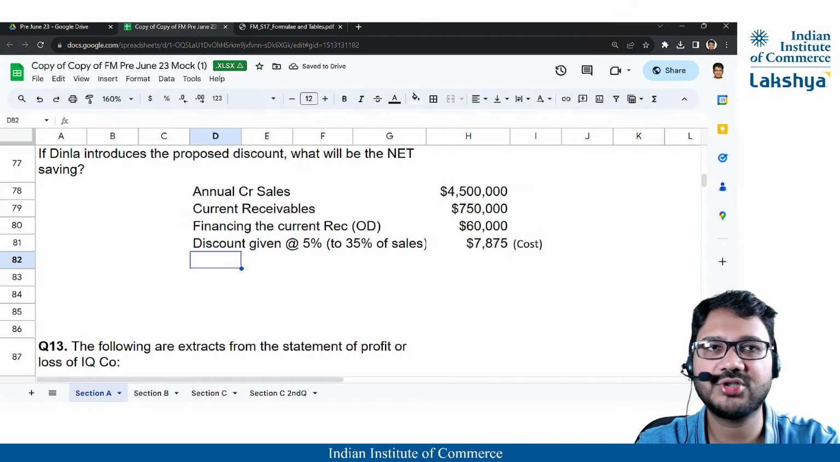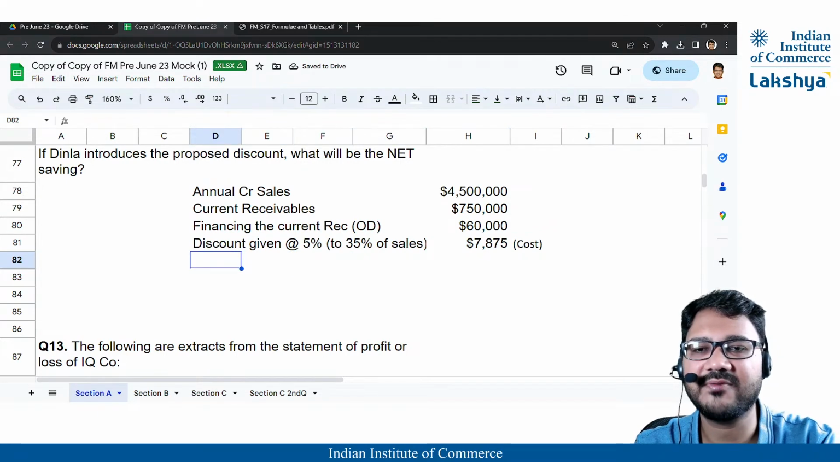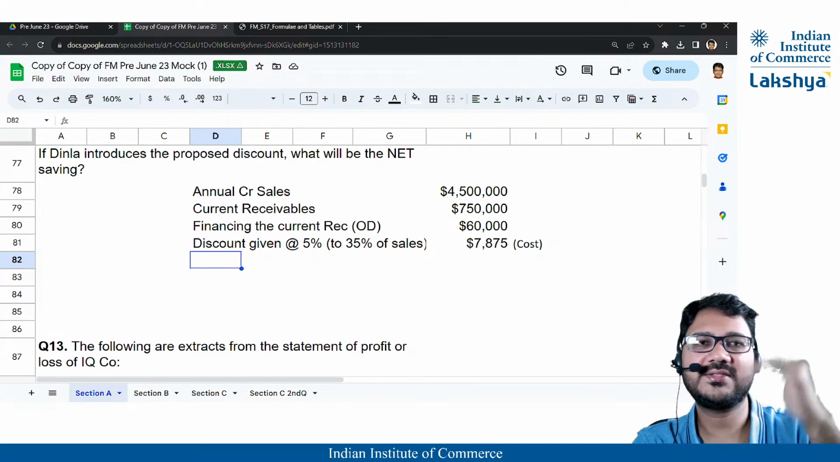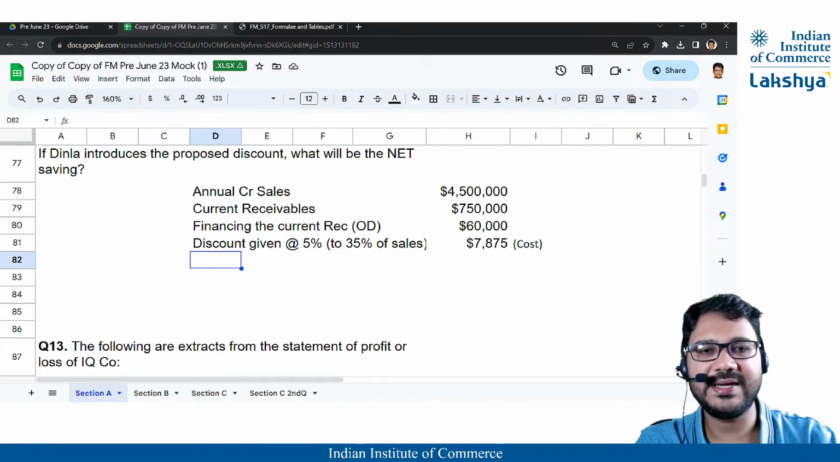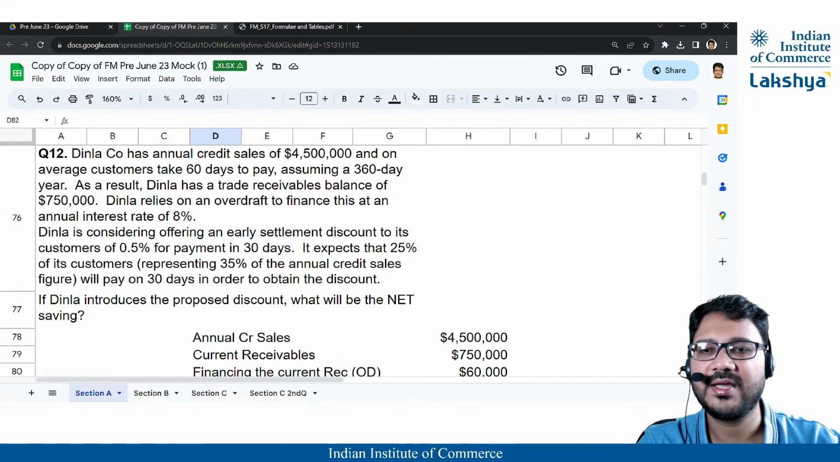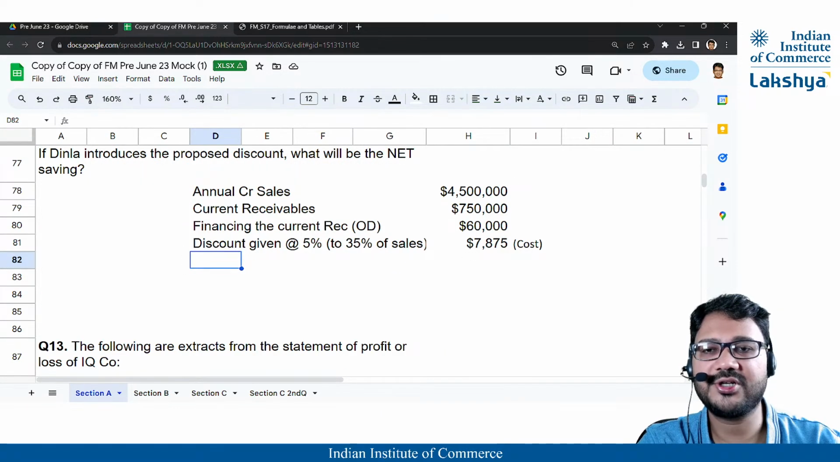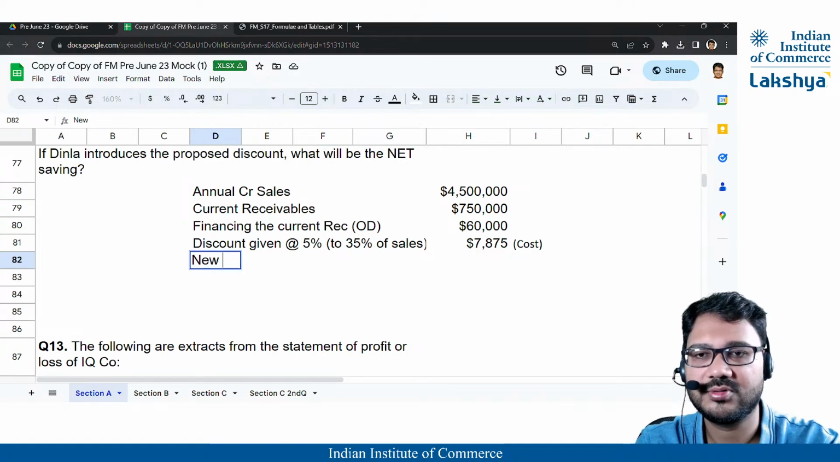Now, against this cost, what benefits do we get? The benefit is that our financing cost will come down. It will be less than $60,000. Why? Because certain people have paid earlier. So what are our new receivables, that is, post discount?